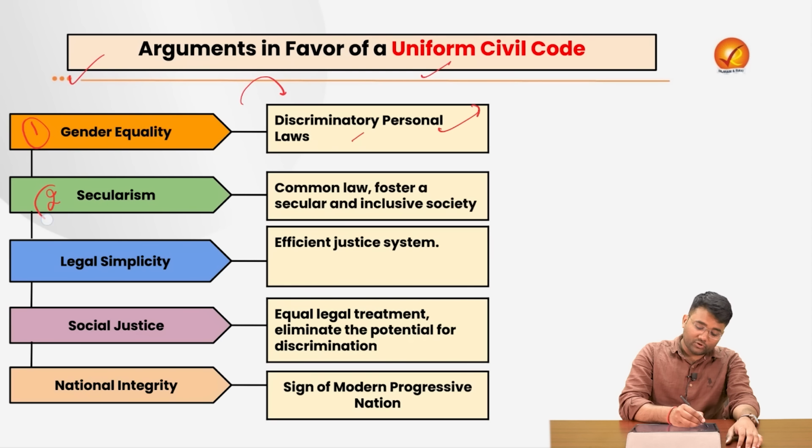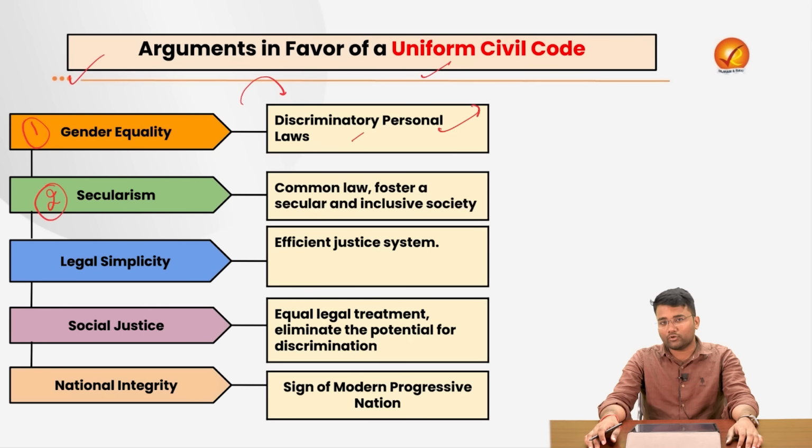Also, the supporters of the Uniform Civil Code emphasize the point that with a common civil code, we will have a secular society in the true sense, where there will be a complete separation between the state and religion. Also, the law will not be impacted or affected by religion. So, we will have a common law, and that will help in fostering a secular and inclusive society where everyone, irrespective of religion, will be equal in front of the law.